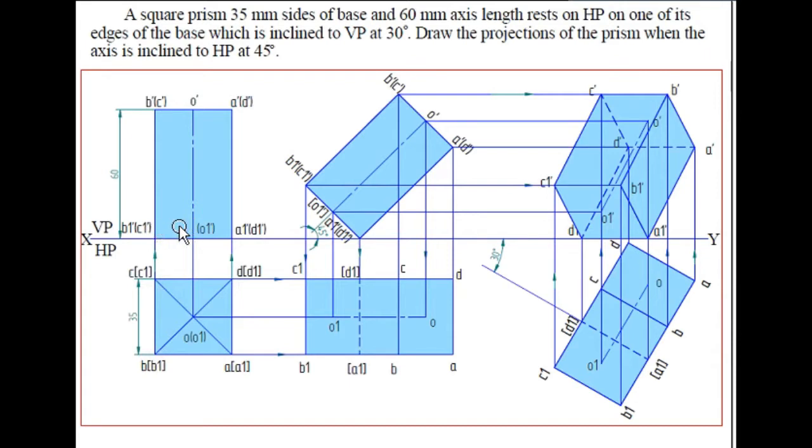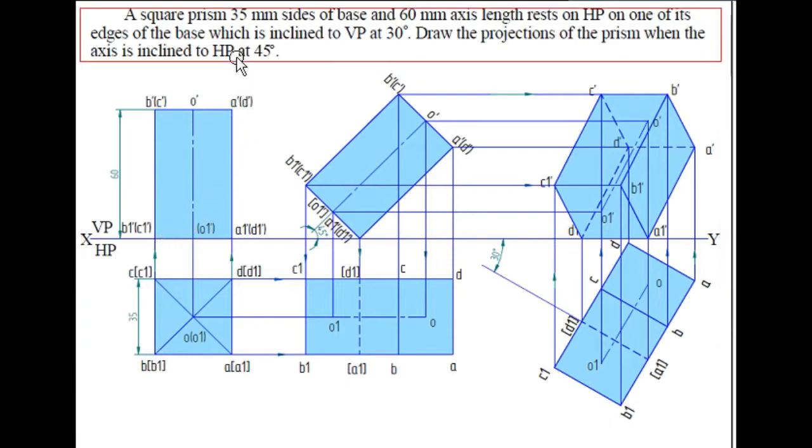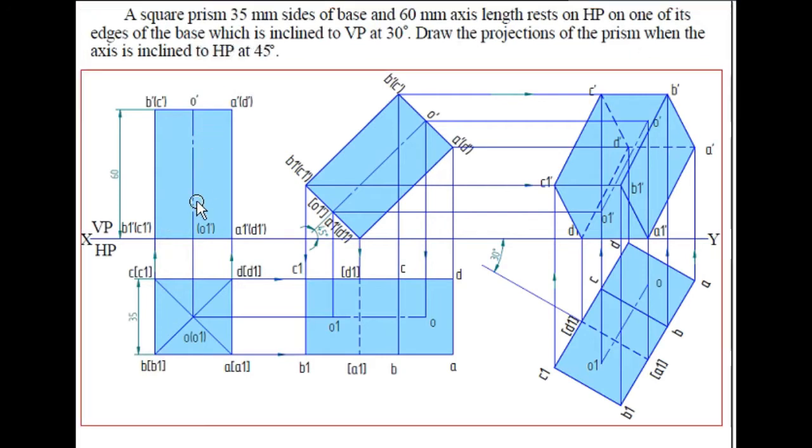Next we have to check the HP inclination, right? So the prism when the axis is inclined to HP at 45 degrees, so the axis has to be tilted in such a way that it is inclined with respect to HP plane at 45 degrees. So this view will be tilted here.